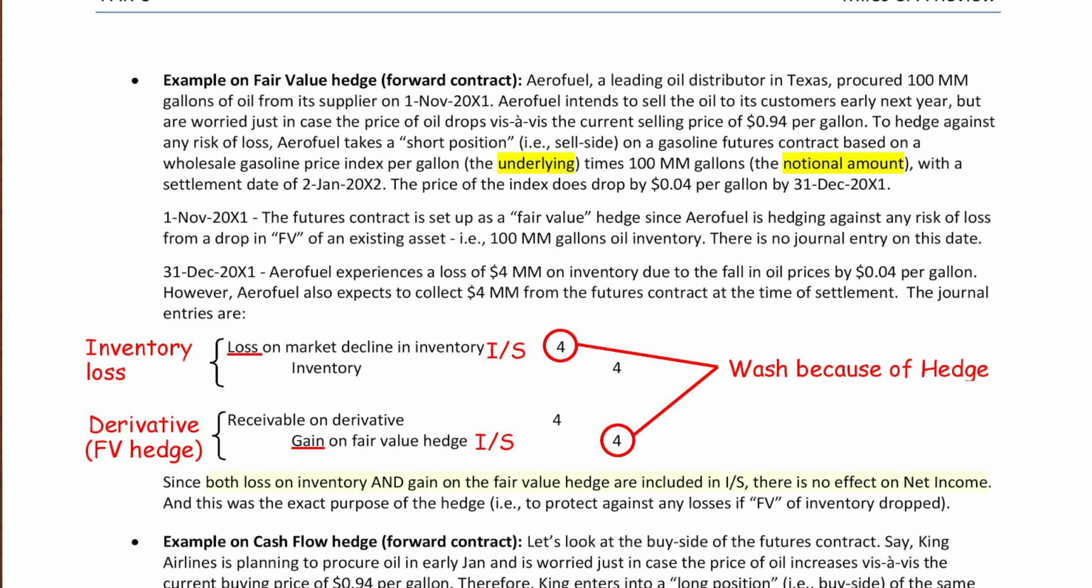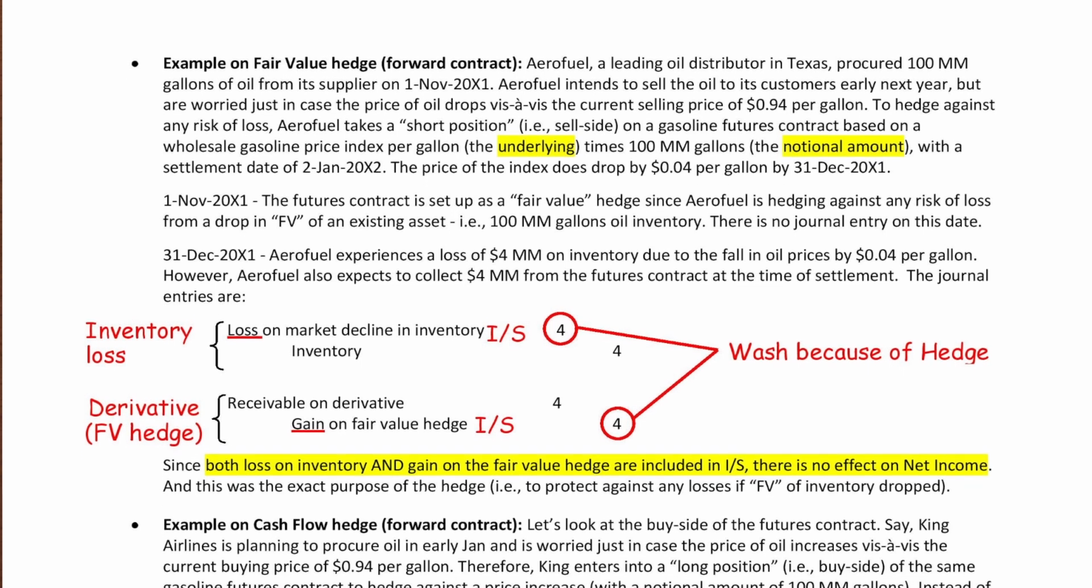Highlight both the loss on inventory and the gain on the fair value hedge are included in the computation of net income, so there is no net income effect. And this of course was the goal of the hedge.